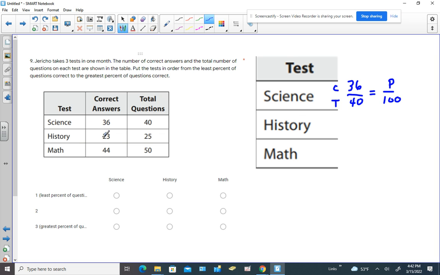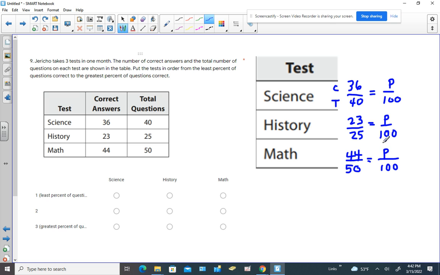For history, we have 23 out of 25 correct. And percent is some number out of 100. For math, we have 44 out of 50 correct. And we want to know what is that out of 100.